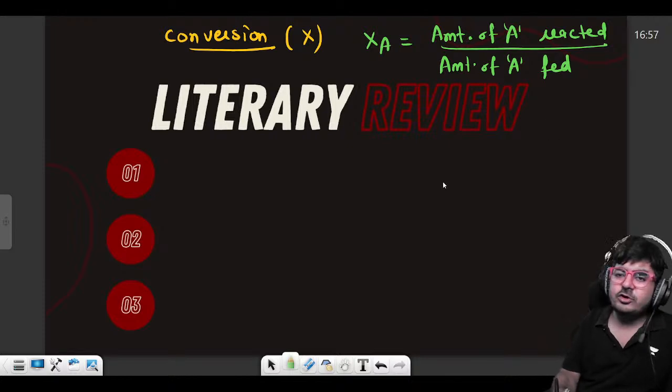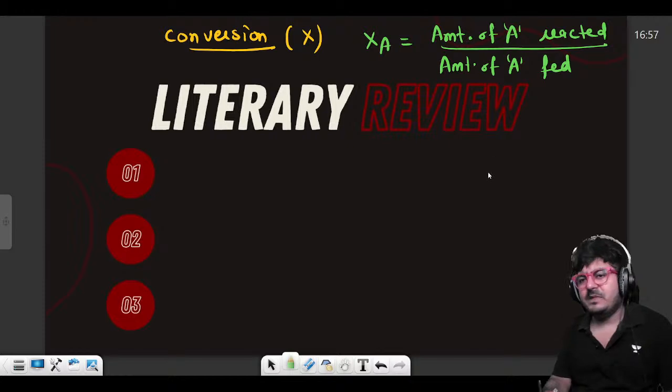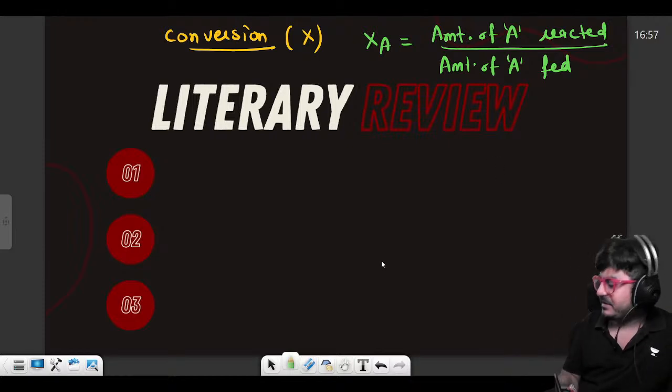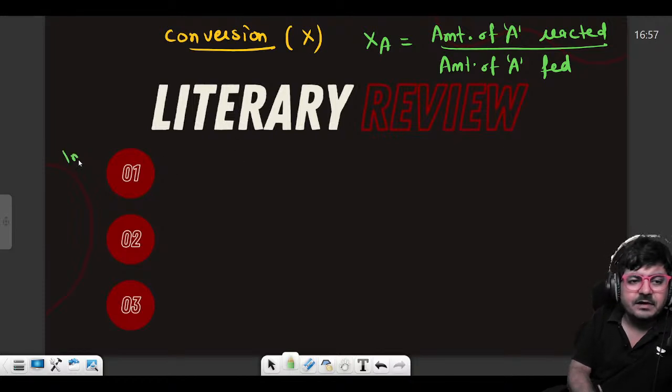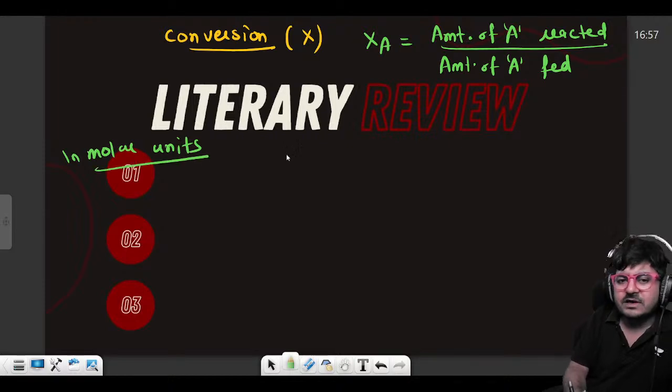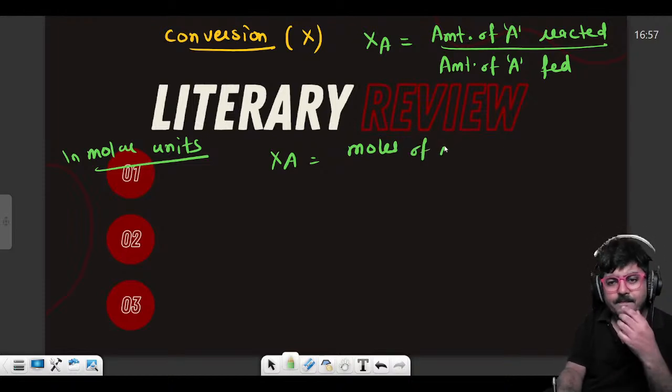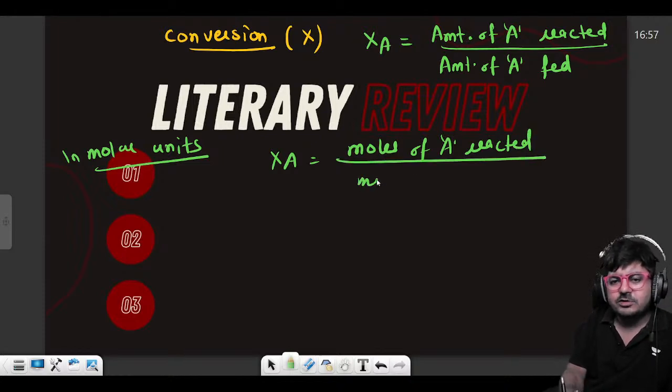ठीक है. अब मैंने amount क्यों लिखा है? Because it could be in mass, it could be in moles, doesn't matter. Because it is a ratio, so it will be same. For mass units, molar units, conversion will remain same. ठीक है. तो अगर ऐसे हम molar units में लिखें, in molar units, if you write, so you can see that XA will become moles of A reacted to the moles of A fed.